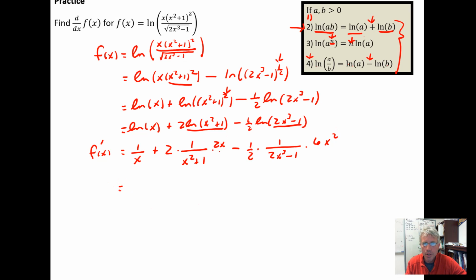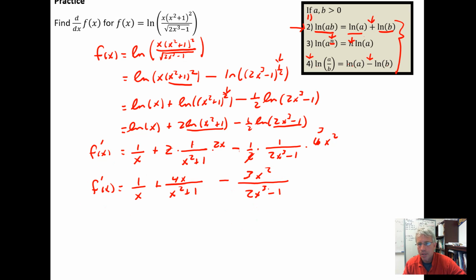And then I want to simplify anything that I can, so I have a 1 over x plus 2 times 2x, which is 4x, over x squared plus 1. And I have a minus right here, and 2 is going to go into that 6 3 times. So I'm going to wind up with a 3x squared over 2x cubed minus 1 as my derivative. We could find a common denominator and combine like terms, but I think for this particular example, this is probably good enough for government work.